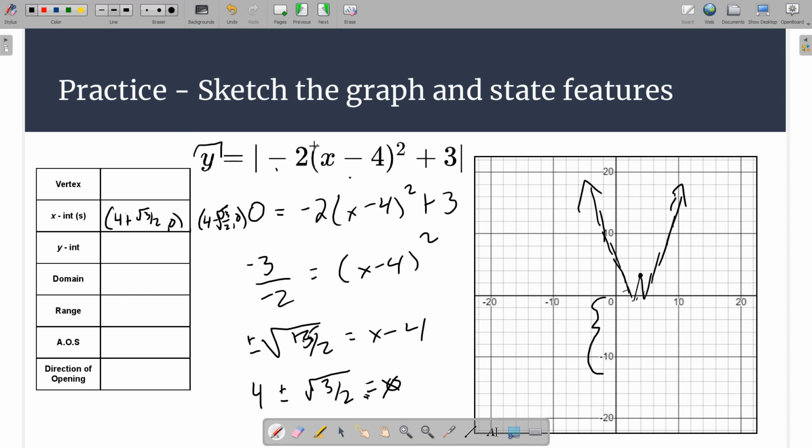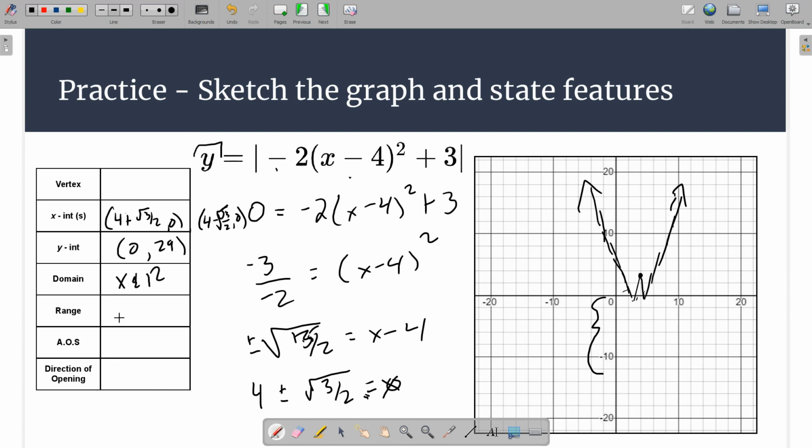My y-intercept. To get my y-intercept, I'm just going to make x equal to 0. Let's see if I can mental math my way through that. So that's going to be 0, so 16, 32, -32. -32 plus 3 gives me -29, so it's going to be positive 29 in this case.